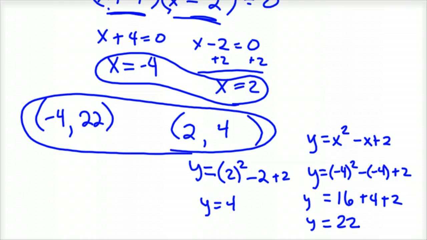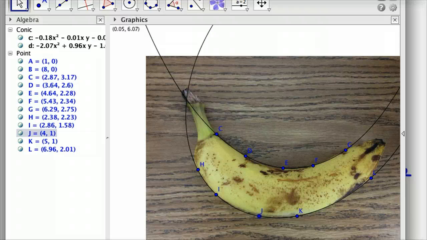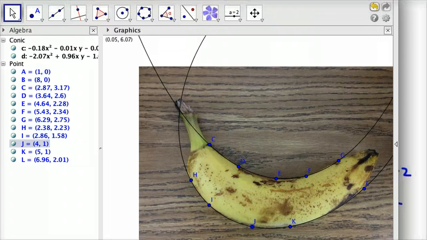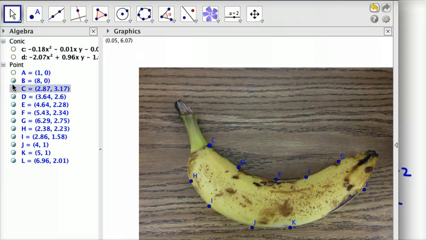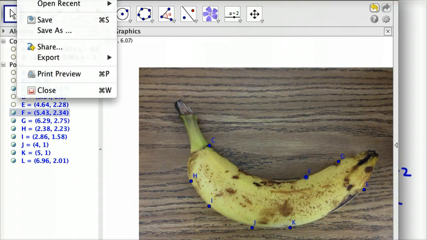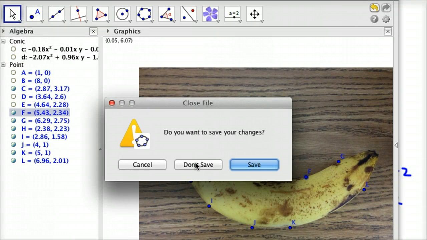And I'm just going to pull up GeoGebra and double check that. Whoop, there's my elliptical banana. Let's hide my elliptical banana. I don't want to. Forgot I was working on that. The curve on a banana is an ellipse. Kind of cool. Let me just, never mind here. Let me file, new, don't save.